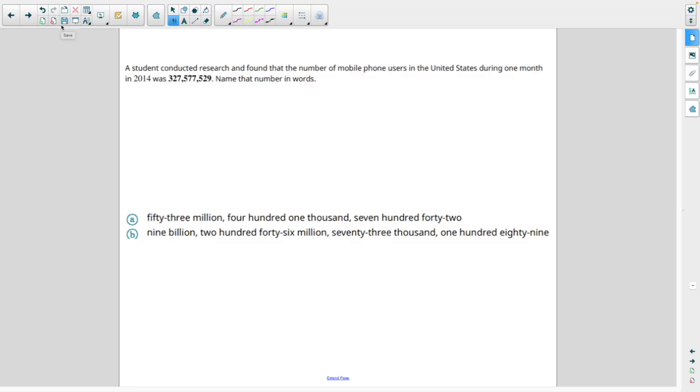Okay, so now we want to write this out. And we're going to write this out in the long form, the outdated practice of writing checks. This is how you would do it. So we want to write this out completely. So we're starting off with millions. So first we're going to write 327 million.